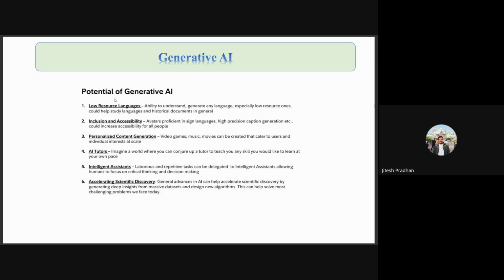Now, potentials of generative AI. These are the things where we can use generative AI: low resource language, inclusion, accessibility, personalized content generation, AI tutor, intelligent assistant, accelerating scientific discovery. These are the areas where we can use generative AI.